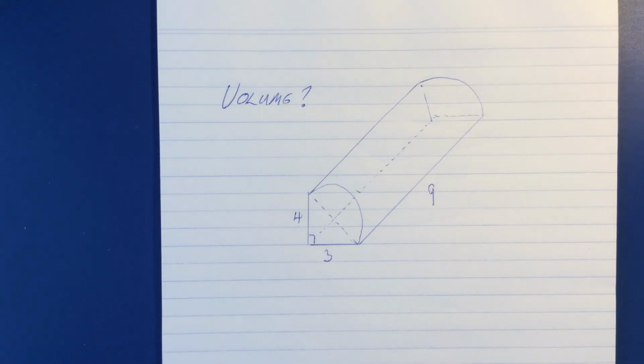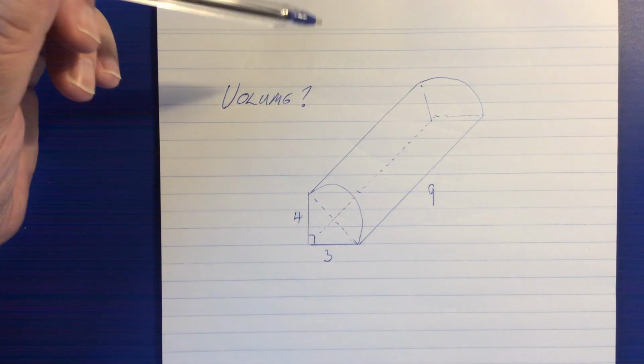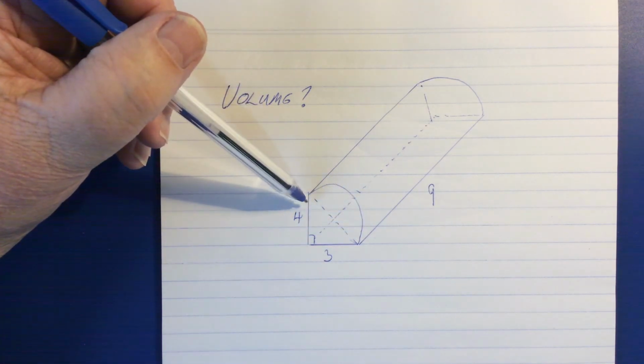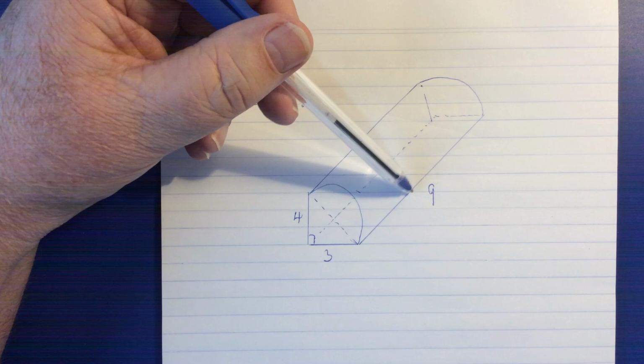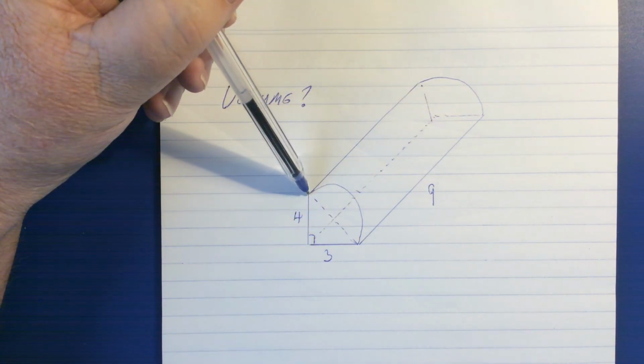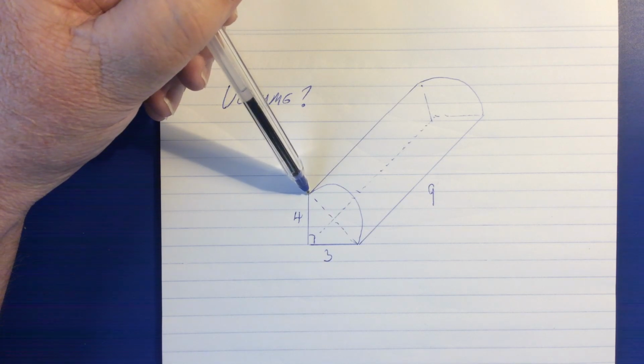Hi, I'm an old guy and I do maths, and we are trying to establish the volume of this object, which has got an unusually shaped face and a length of 9 units with a base of 3 and a height to here of 4.